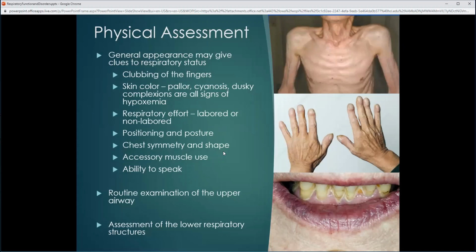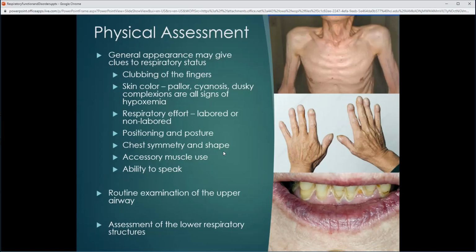And then again, their effort. You can see if they're using accessory muscles. You can see if they are grunting. In babies, look for nasal flaring. That is a sign of respiratory distress in babies. Nasal flaring and grunting, because they're not going to be able to tell you they're short of breath. You're going to have to see it.